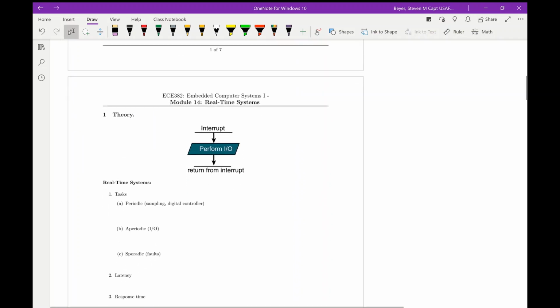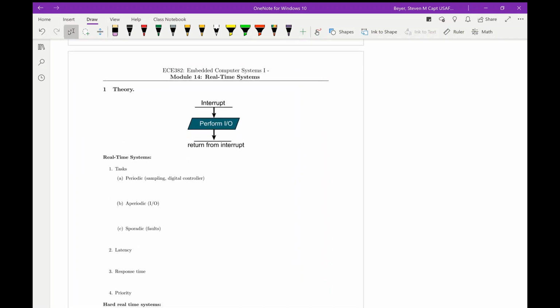So looking at the theory, we start up, an interrupt occurs. That could be any kind of interrupt, whether that's periodic, edge-triggered.